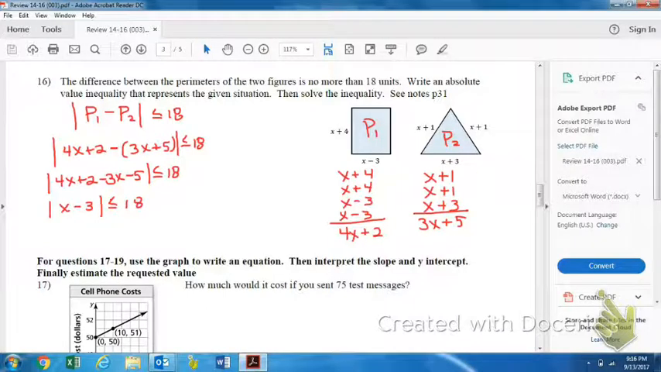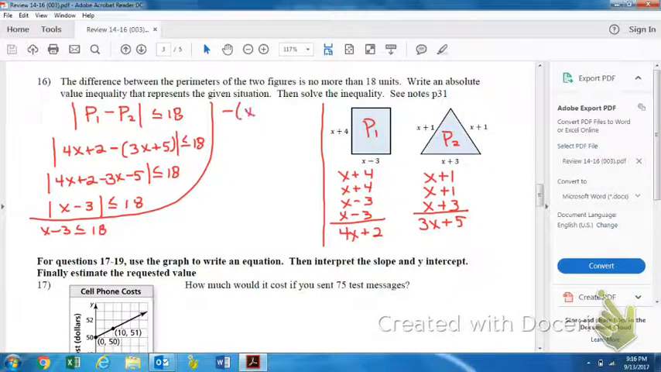It's all by itself, so we're going to write it twice, and I'm going to draw lines to keep everything away from each other. And so we have x minus 3 is less than or equal to 18, and then we're going to have a negative x minus 3 is less than or equal to 18. Okay, first step, we're adding 3 to the positive one. So we have x is less than or equal to 21. So there's one parameter.